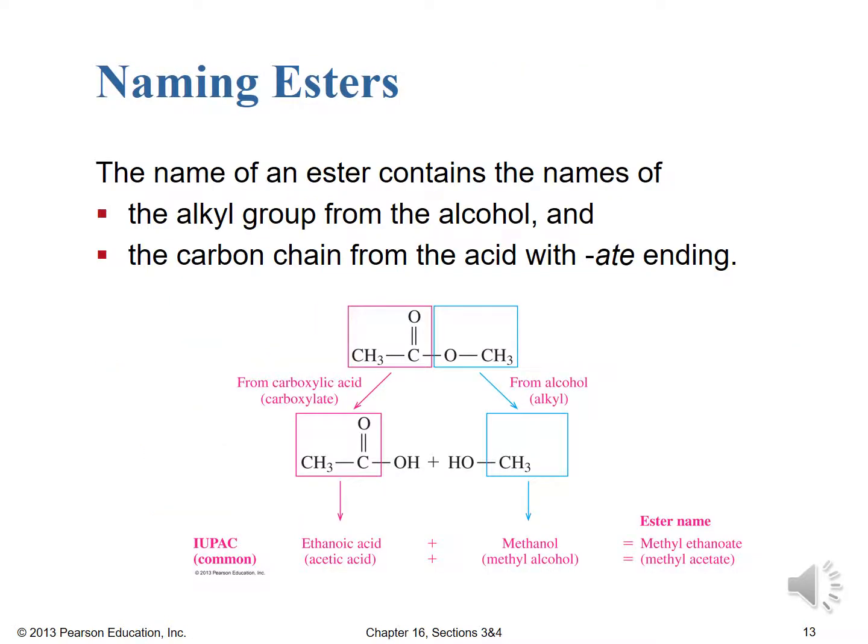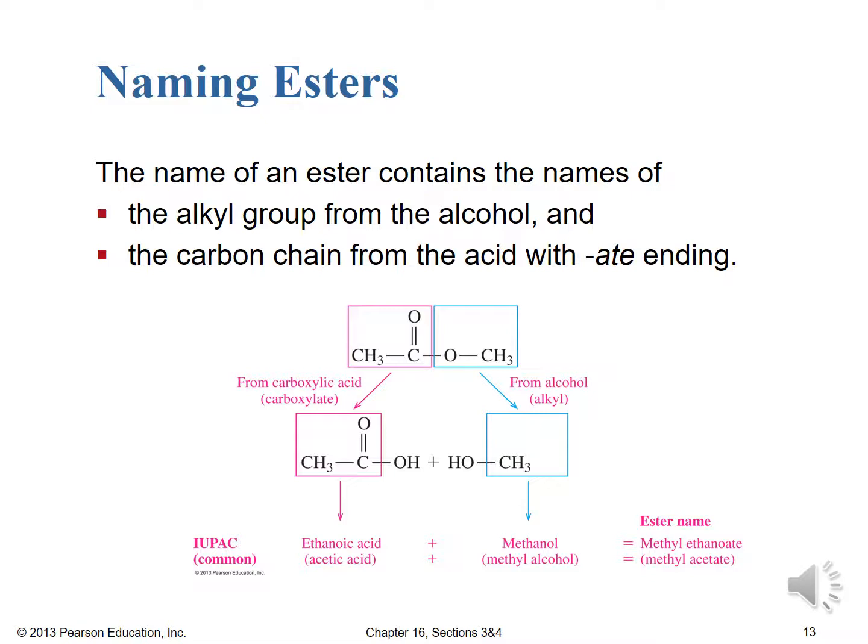Okay, so naming esters, the name of that ester contains the name of the alkyl group from the alcohol and the carbon chain from the acid with the -ate ending. These acids typically have an -oic ending, so they become an -oate ending. So if we look here, the carboxylic acid that would have gone to form this particular ester was ethanoic acid or acetic acid. The alcohol would have been methanol or methyl alcohol, and therefore methyl ethanoate or methyl acetate would be the ester name.